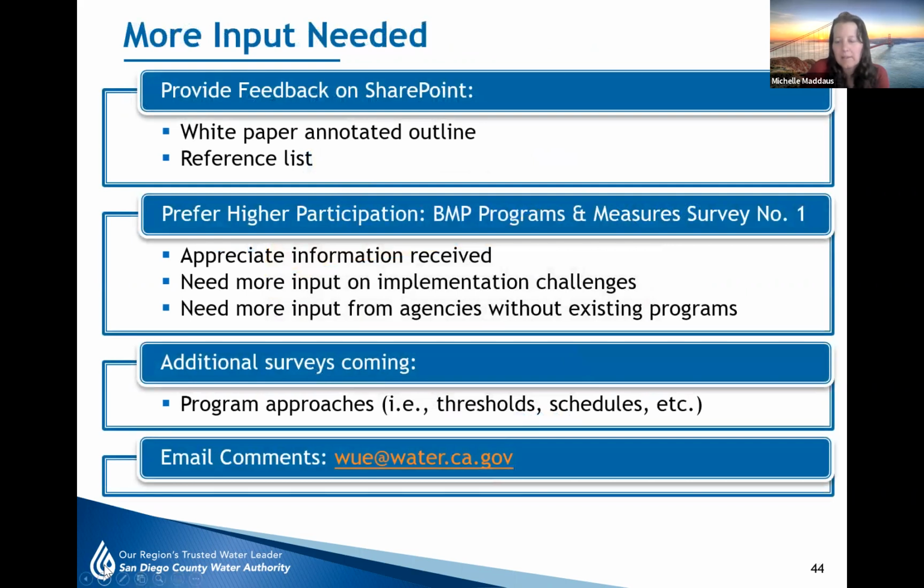So where are we at? Lisa mentioned it, I'm going to repeat it again. We do need some more inputs. We have an annotated outline that is coming out. You're welcome to look at it. Again, it just shows what we're going to include in the paper.